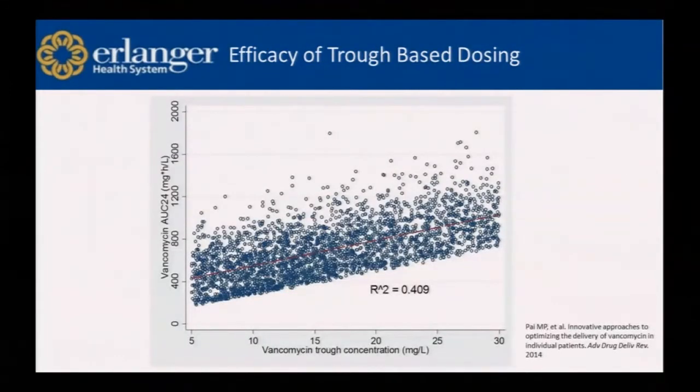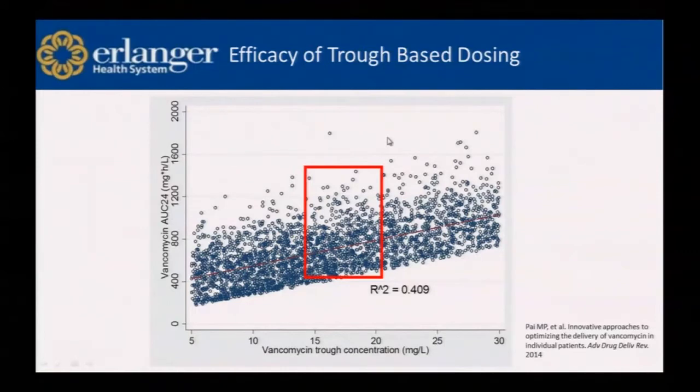So here I have a graph for you. It's got vancomycin trough concentration on the x-axis and AUC on the y-axis. So this was a pharmacokinetic model that was conducted to show different trough correlations with AUC correlations using dosing of 1 gram every 8 hours. This model was based off of patients of varying sizes and renal function.